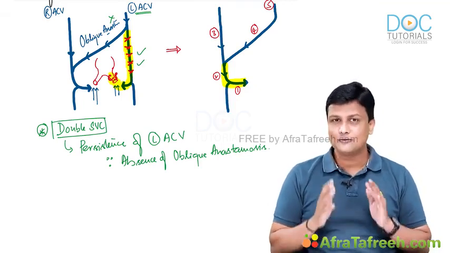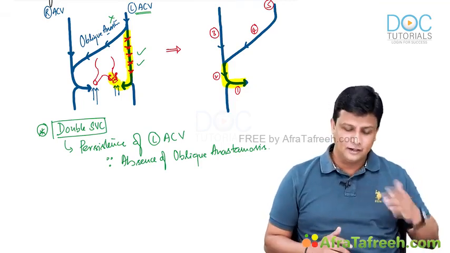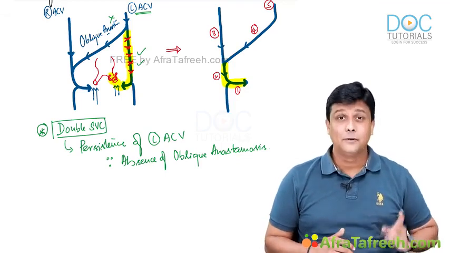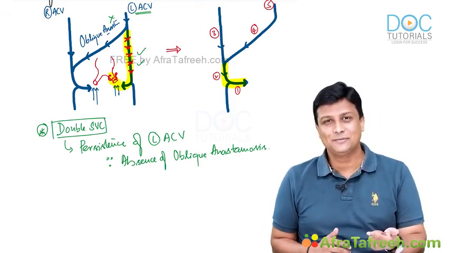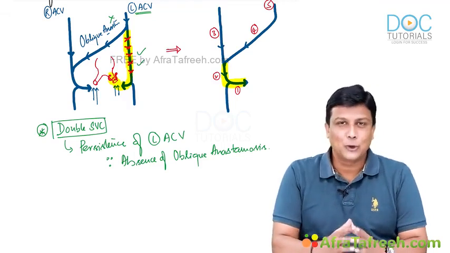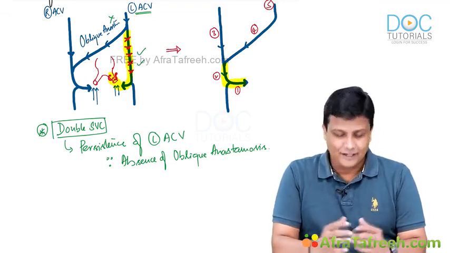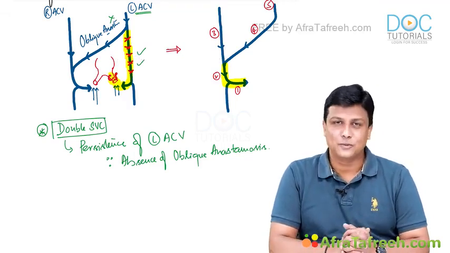Double superior vena cava is formed due to the persistence of left anterior cardinal vein. Fine. But if it is present, where is it going to drain the blood? It drains the blood into the coronary sinus. Perfectly done. That completes the development of the superior vena cava.